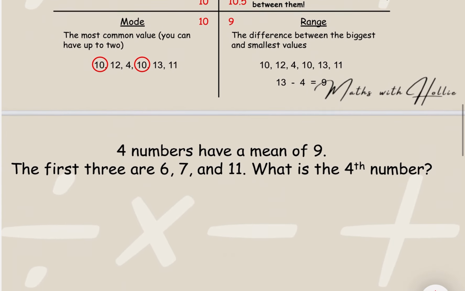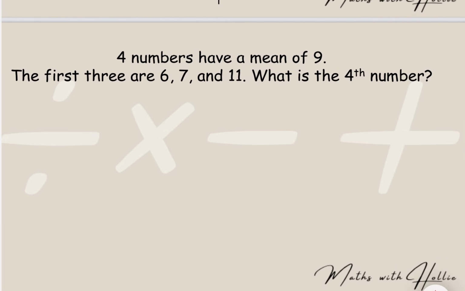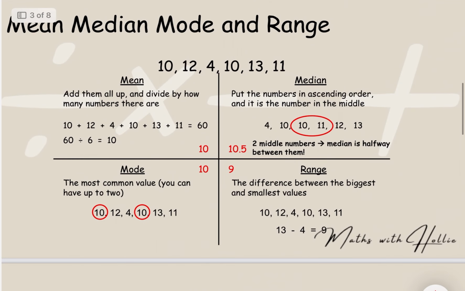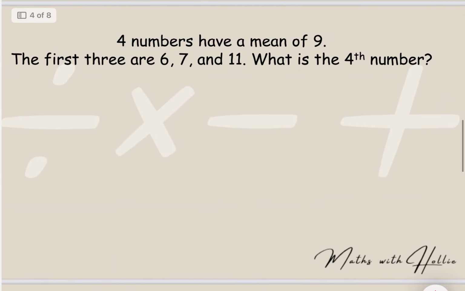What we're going to have a look at now is some more problem-solving questions, so changing the mean. We're going to look at the mean in more detail, which we know is you add up all your numbers and you divide by how many numbers there are. So if we look at this problem here, it says we have 4 numbers and the mean of the 4 numbers is 9. The first 3 are 6, 7 and 11. And it wants us to work out that 4th number. So you want to pause it, have a little go, and we're going to go through the answers now.